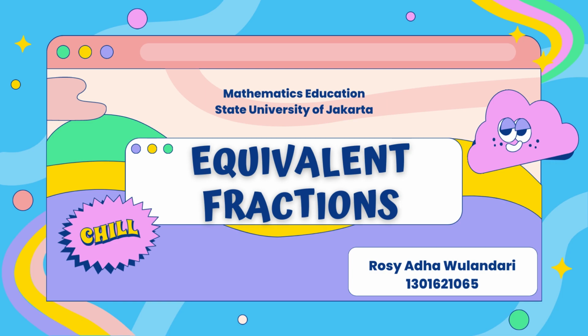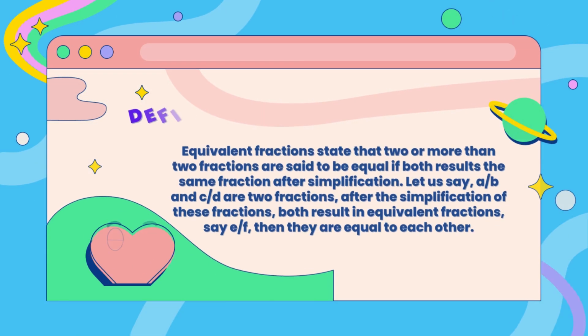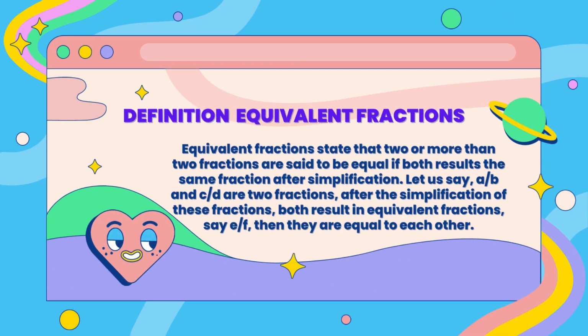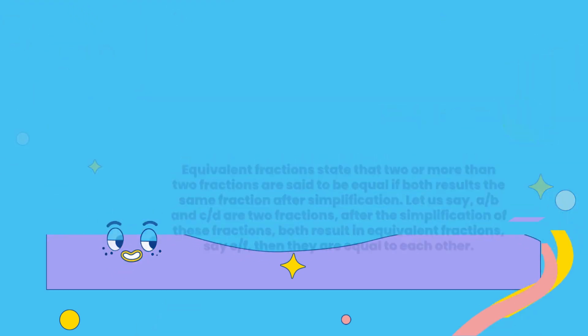To present about equivalent fractions. Check it out. What are equivalent fractions? Equivalent fractions state that two or more fractions are said to be equal if both result in the same fraction after simplification. Let us say A over B and C over D are two fractions. After the simplification of these fractions, both result in equivalent fractions, say E over F, then they are equal to each other.